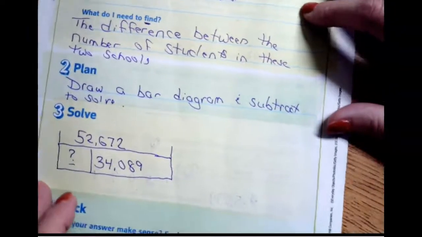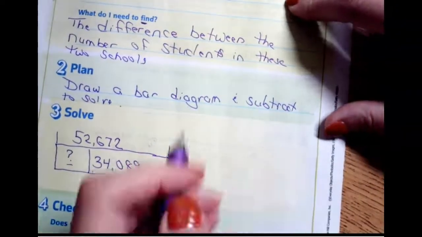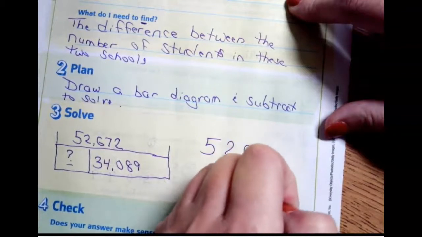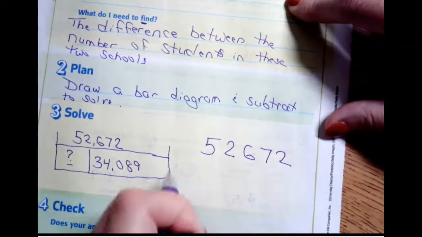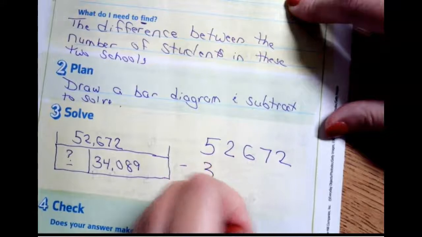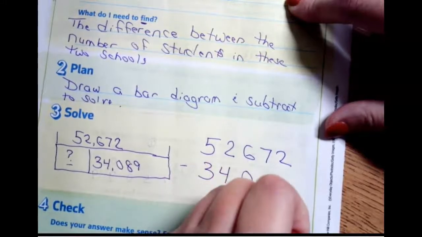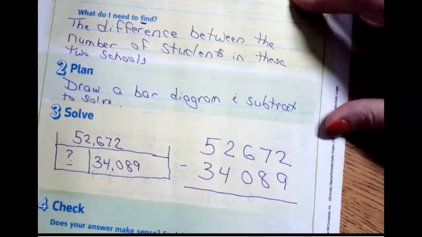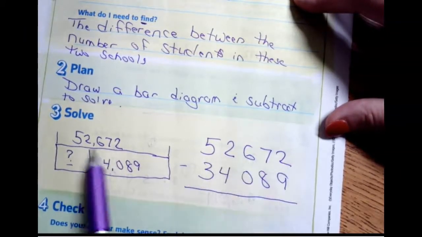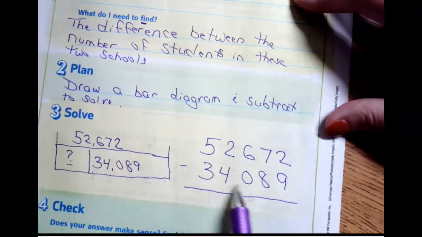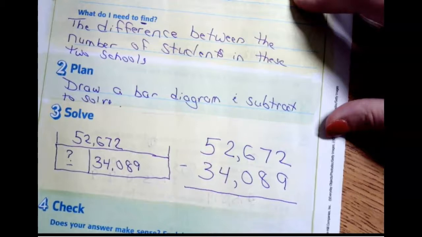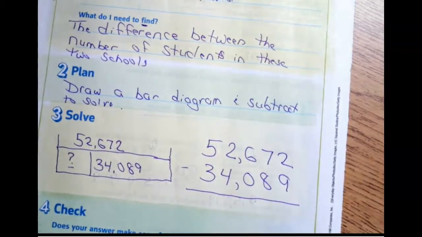All right, so let me set my problem up, and then we're just going to solve it. And again, boys and girls, make sure your numbers are nice and neat. Spread them out a little bit, okay? Minus 34,089. And again, boys and girls, just like up front, you want to check to make sure you have the correct numbers. 52,672, 52,672. 34,089, 34,089. All right, so I'm going to put my commas here.